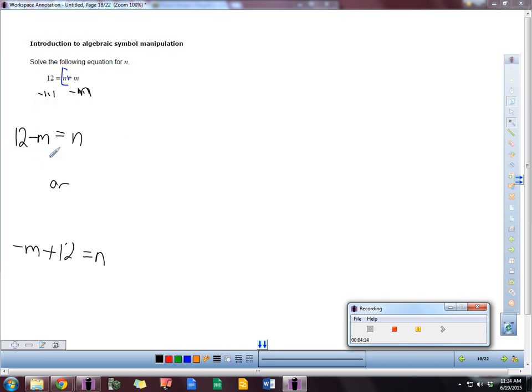And there's a couple different ways you could write this. Okay, you could write it 12 minus n. That's typically how you might see it, but if you're going to write it this way, that's also acceptable. Negative n plus 12.